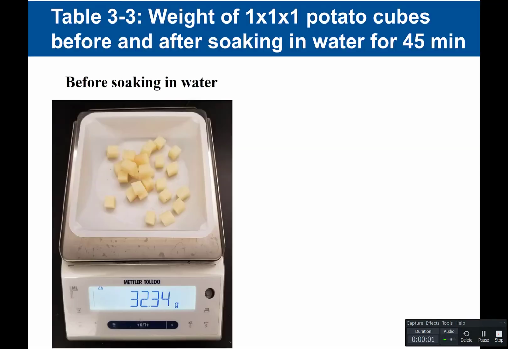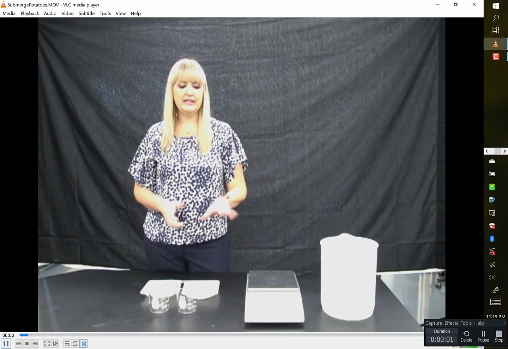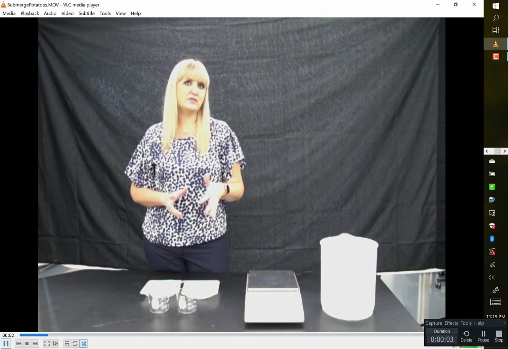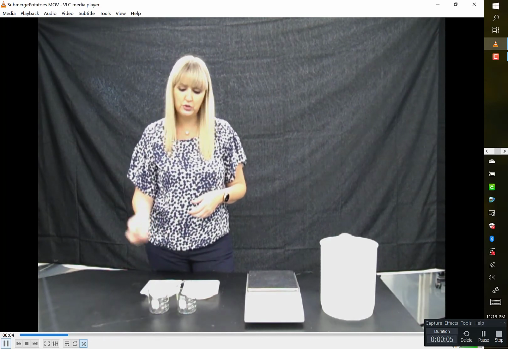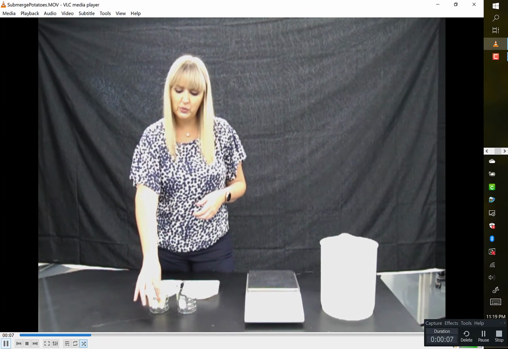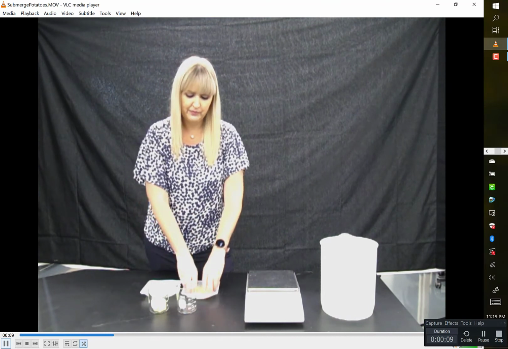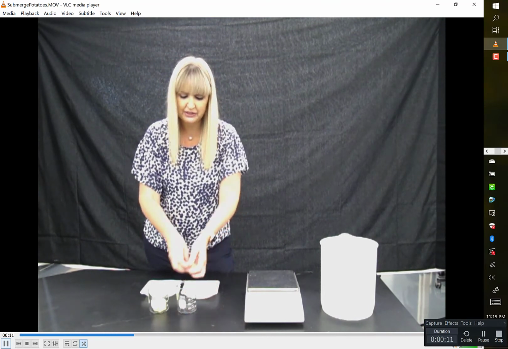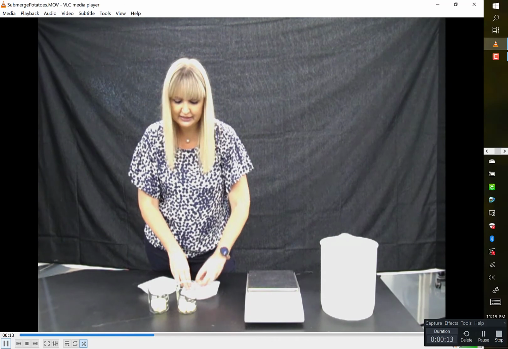Now you can record the weight of the small cubes before soaking in water, and this will go in table 3-3. Okay, so we've recorded the weight of both sets of cubes, and now we're going to take those cubes and put them into a beaker. So the 1 large cube goes in one beaker, and the 27 small cubes go in another beaker.